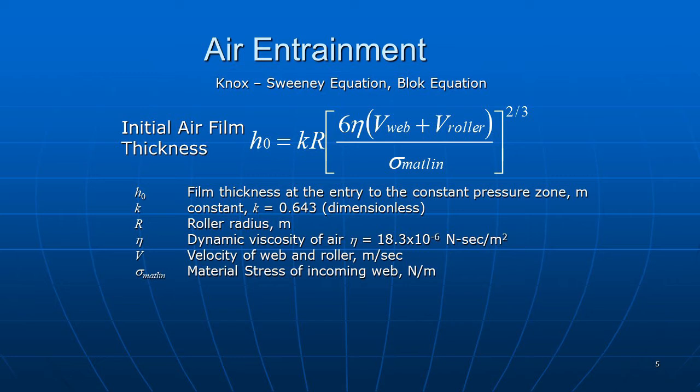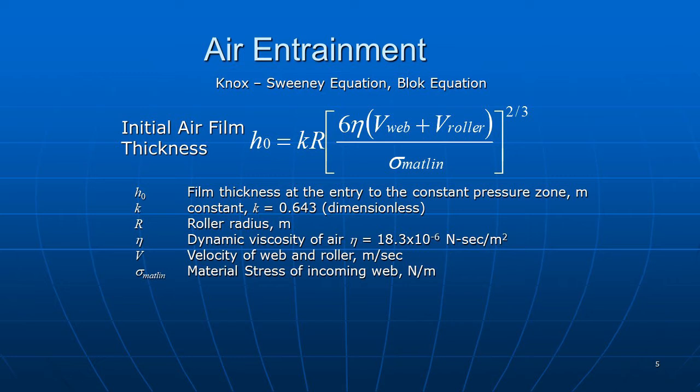So we have an initial film thickness H sub 0 that's equal to K, which is an entry constant, times the radius of the roller, times a quantity 6η, where η is the dynamic viscosity of air, but you could use any other fluid in here, so it could be water, oil, whatever. Times the sum of the velocity of the web and the roller. They're both in here because you might have a case where the web is moving and a surface is not, where a roller is standing still or it's sliding contact over a non-rotating bar.